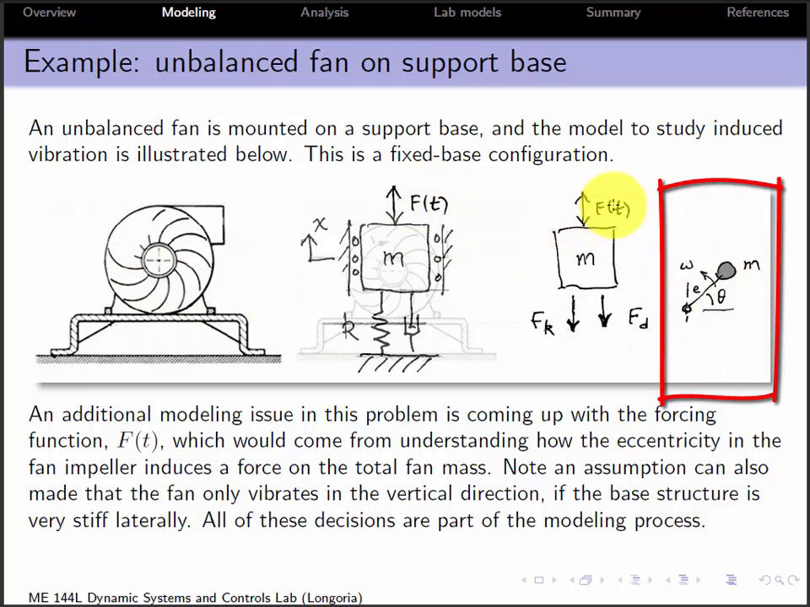So something that you'd have to do is come up with that forcing function, but that would be a function of time, and that would be the force. And so you can see that this is a very simple system that you could model as a mass spring damper, fixed base support with some kind of harmonic forcing that comes from knowing something about the mass and the eccentricity, right?